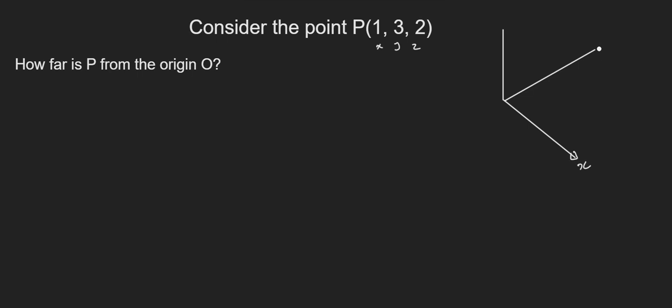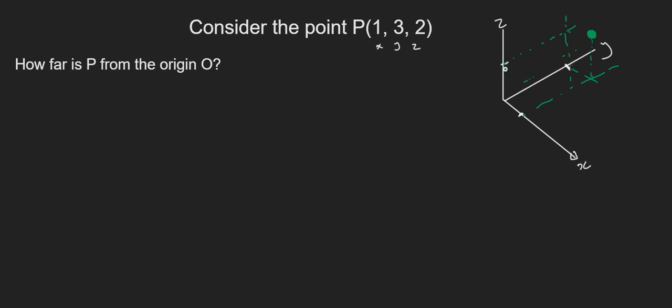Call this one my x. Call this one my z. Call this one my y. So on the x it went 1, on the y it went 3, on the z it went 2. Then the next time I try to draw that point, it's something like this. Okay. Point is just here.